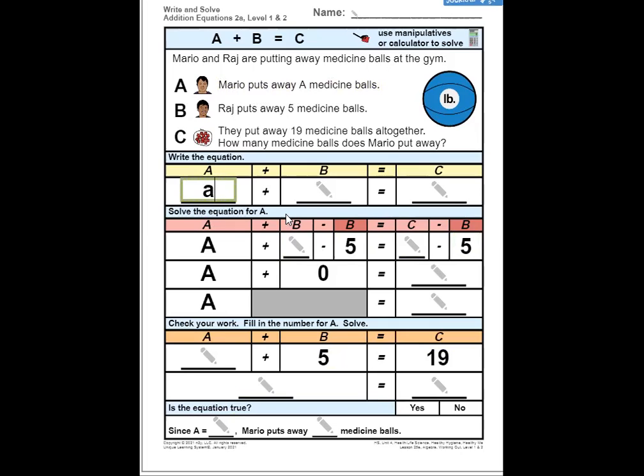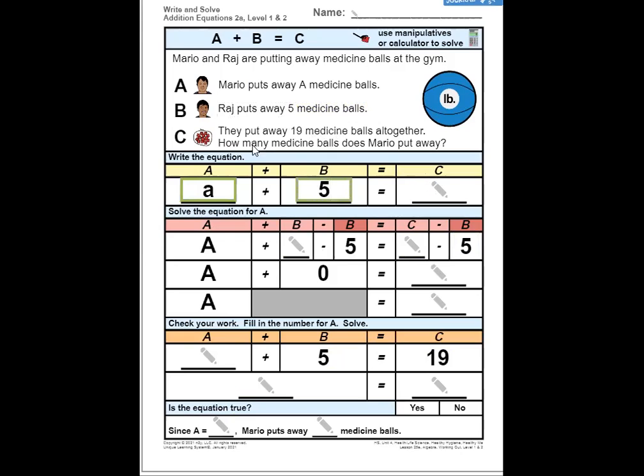All right, we got a green box. We want green boxes all the way down. That's our goal. Plus B. Let's find out what B is. Raj puts away 5 medicine balls. Okay, so what number do we have for B? 5. Very good. Okay, equals C.